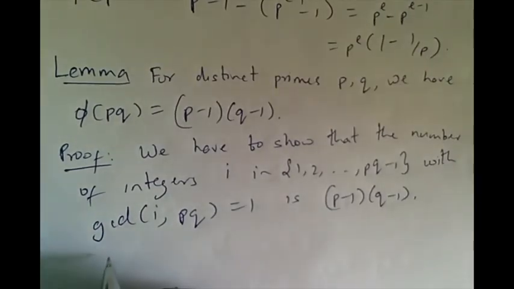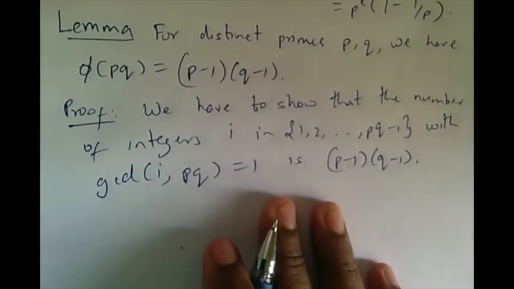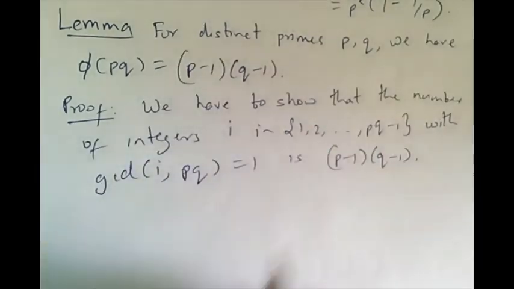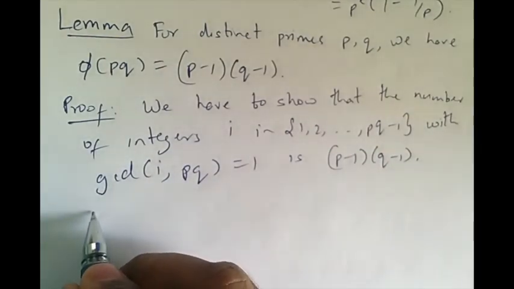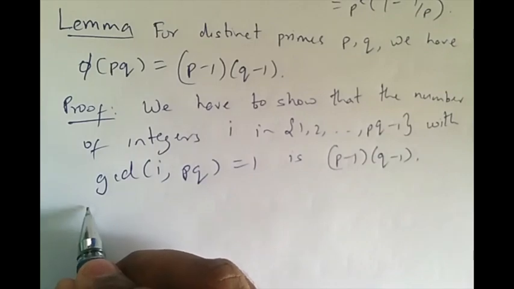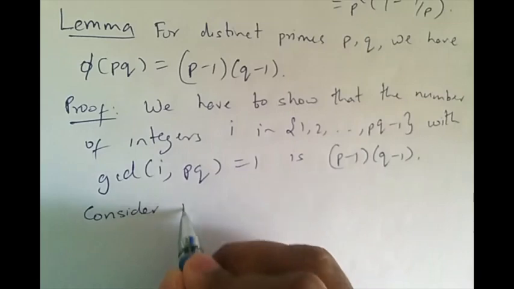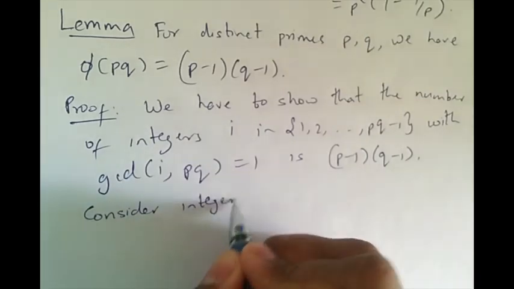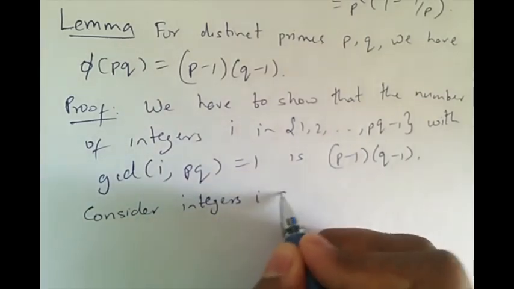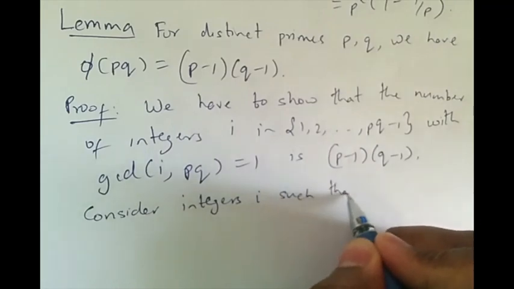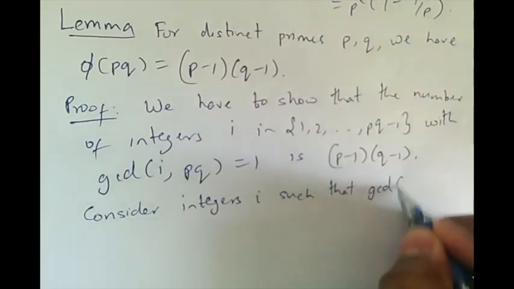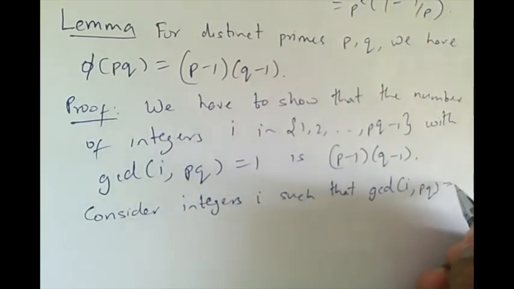So once again, we look at the integers such that this GCD is not equal to 1, and we'll remove it from this range here. So let's consider integers I such that GCD of I and pq is not equal to 1.